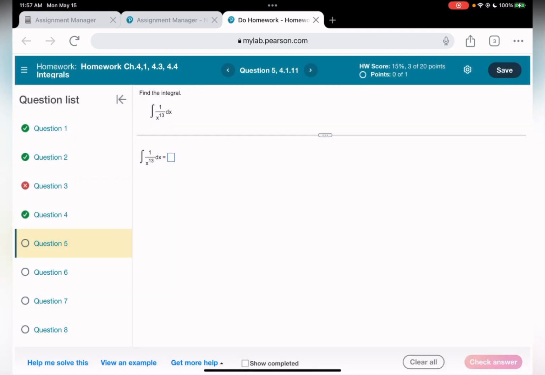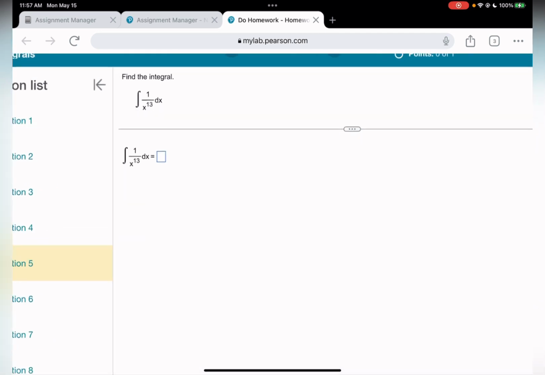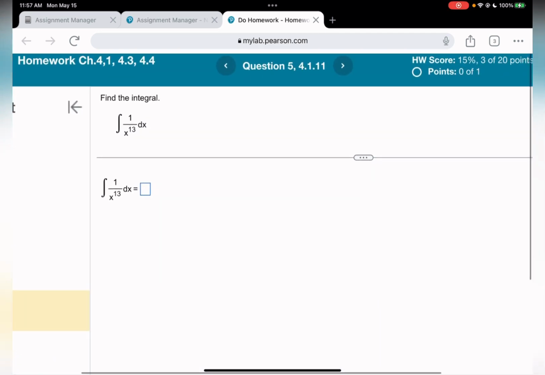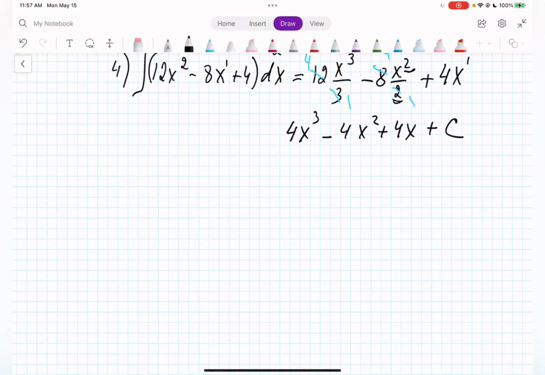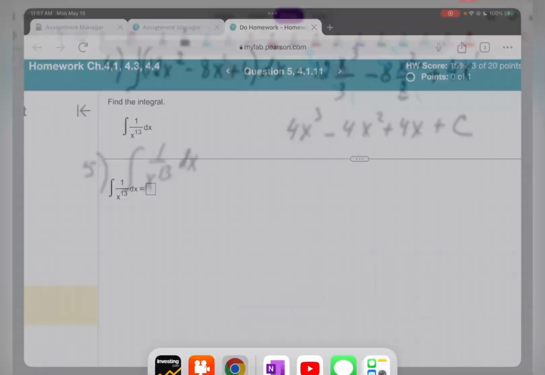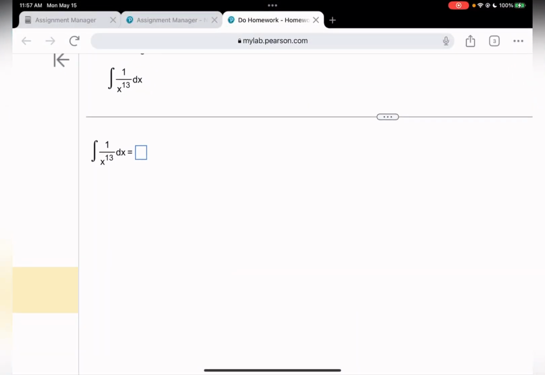Nice work. Moving to question number 5, and what do we have here? 1 over x to power 13. Okay, question number 5. Integral 1 over x to power 13 dx. Hold on, let me double check just in case. 13, yes.